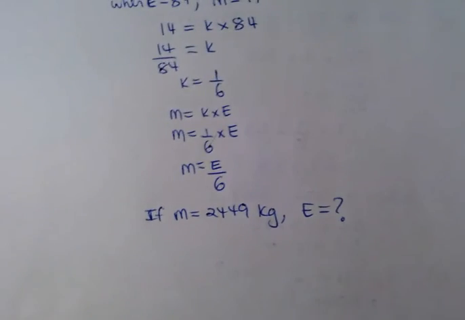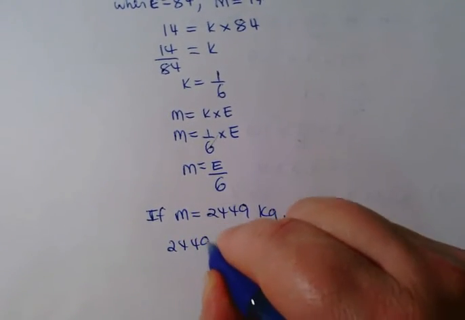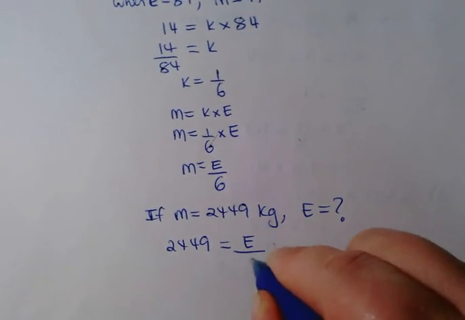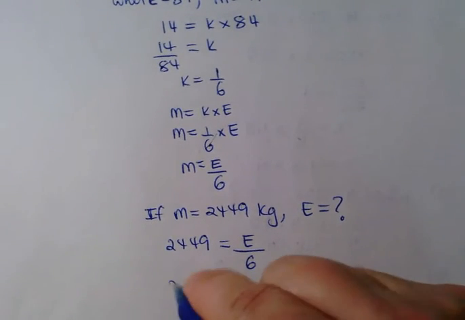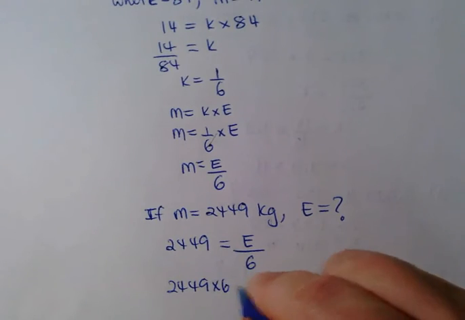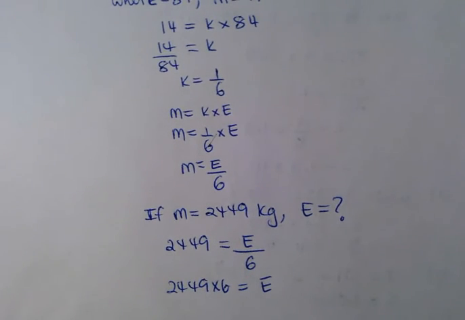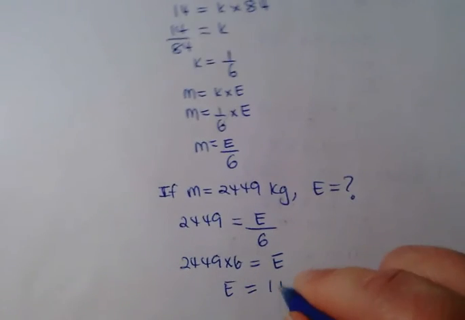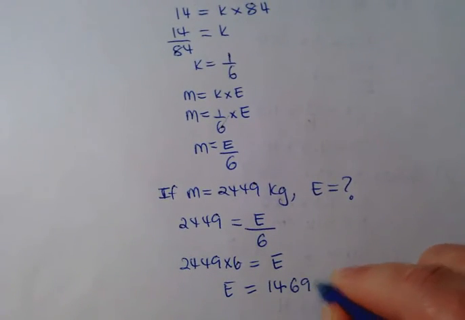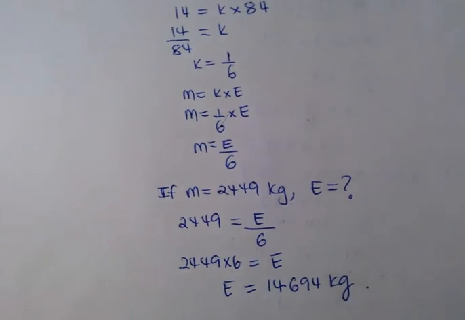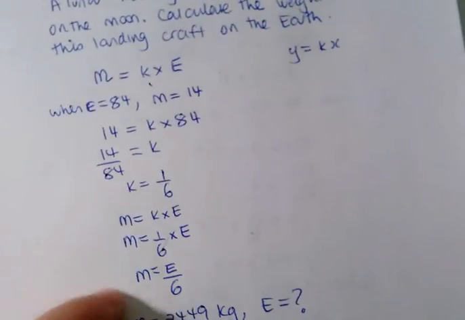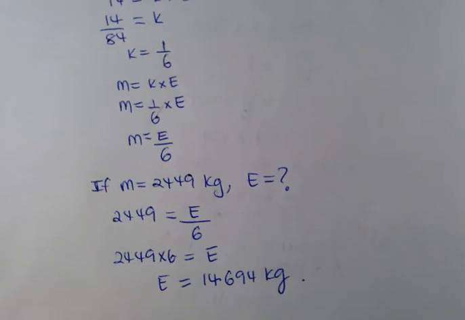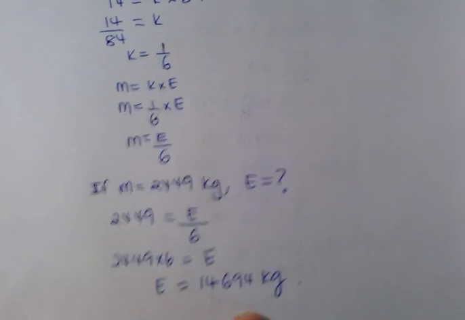And we just substitute that in. So 2,449 equals e divided by 6. In other words, 2,449 times 6 equals e. So e is 14,694 kilos. Okay. This question is worth 2 marks. So it'll be a mark to work out the formula and a mark to work out the answer here.